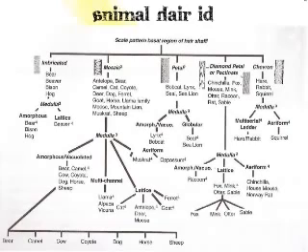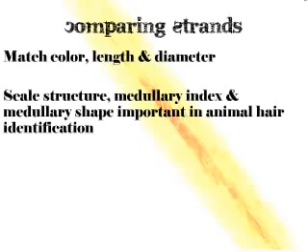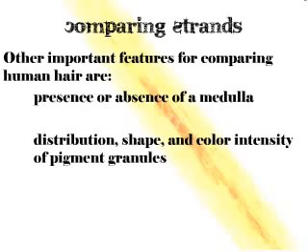A careful microscopic examination of hair reveals morphological features that can distinguish human hair from animal hair. Scale structure, medullary index, and medullary shape are particularly important in hair identification. In comparing human head hair, the criminalist is particularly interested in matching the color, length, and diameter. Other important features are the presence or absence of a medulla and the distribution, shape, and color intensity of the pigment granules in the cortex.